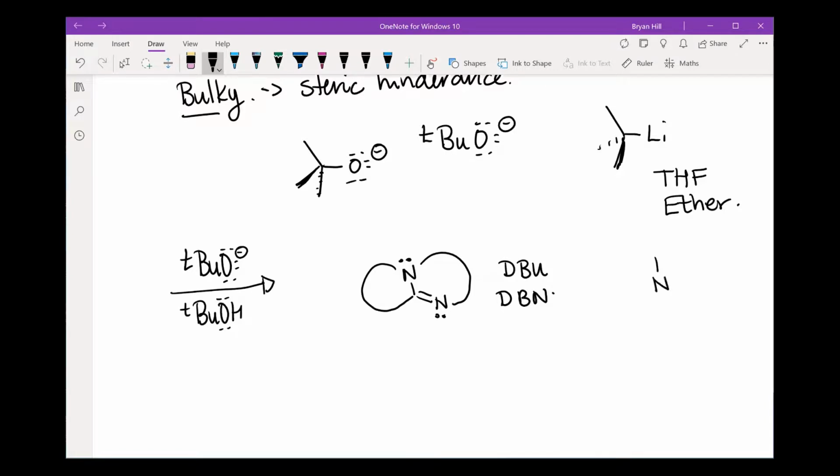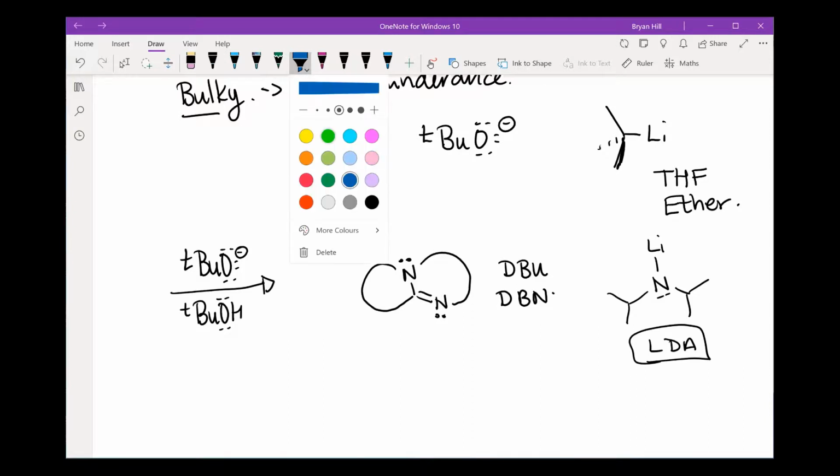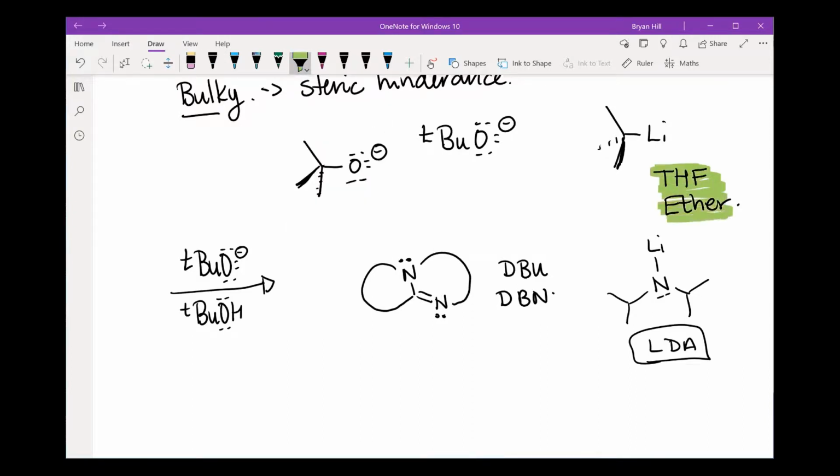And oh yeah, there's LDA too. This is another one, a nitrogen-based, nitrogen with a minus charge, so it would be run in THF and ether as well, because both of these would react with a protic solvent. They would just deprotonate the solvent. So you need to use an aprotic solvent, THF or ether. But these are the big bulky bases that we'd use.